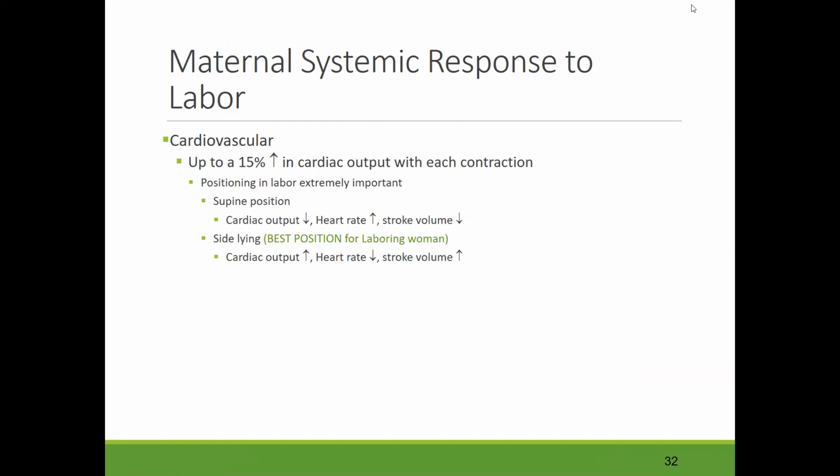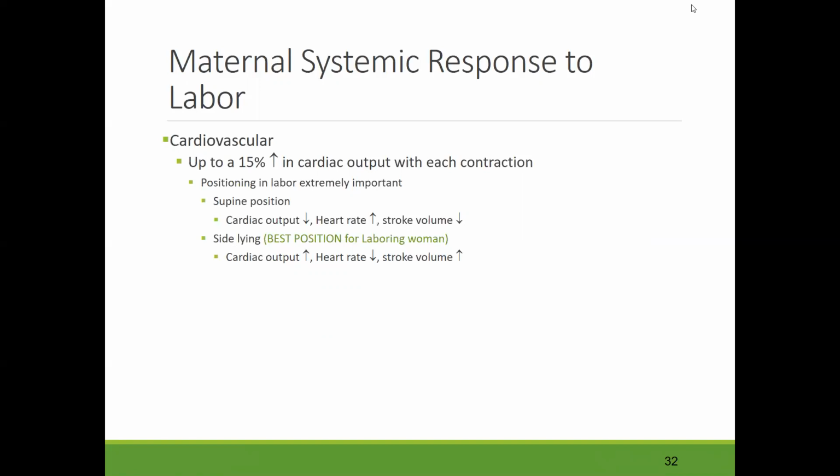Then we have maternal systemic response to labor. So, what is mom's body doing in response to the labor process? The cardiovascular system. Essentially, we have up to a 15% increase in cardiac output with each contraction that mom has.